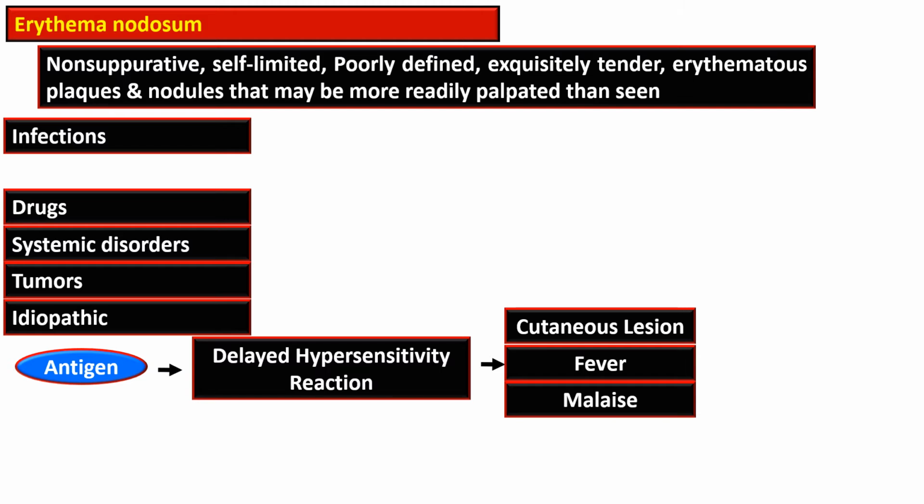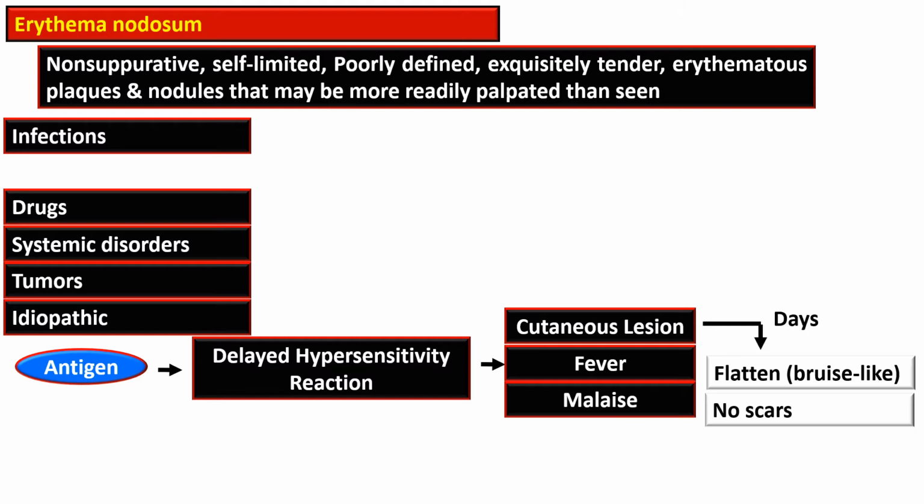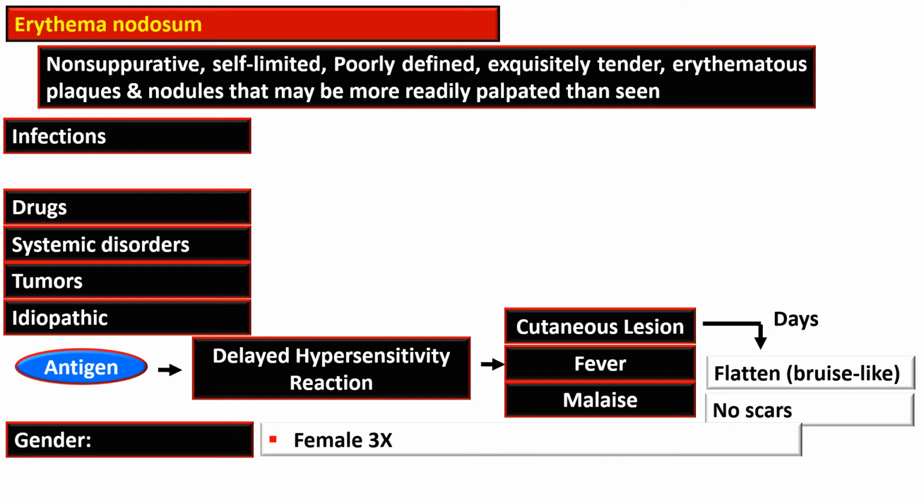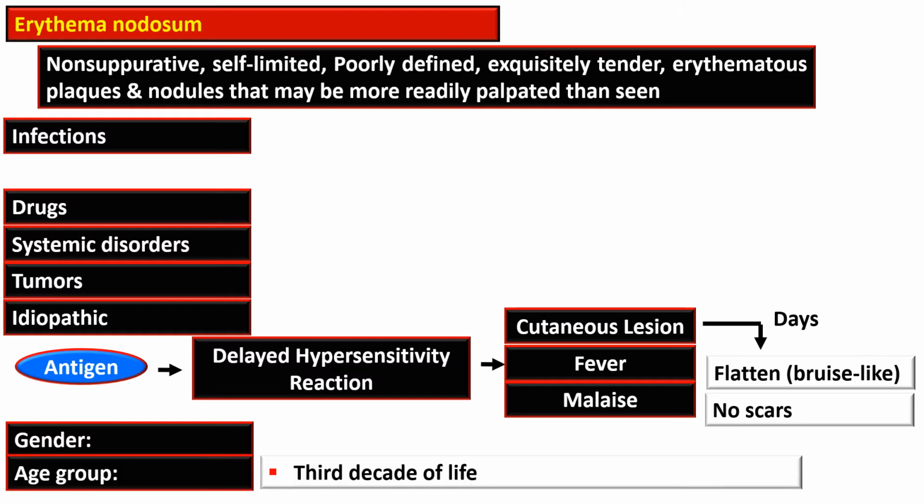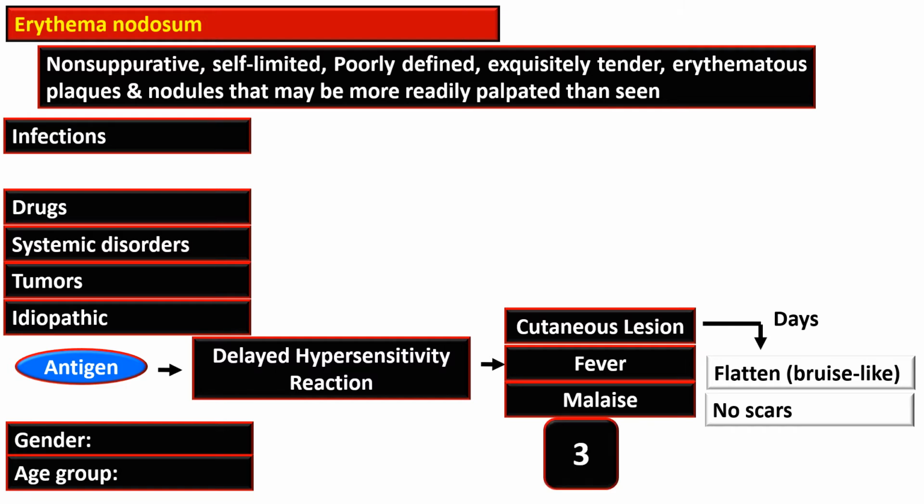There is an antigen that is responsible for the cutaneous lesion, fever, and malaise, and within days it flattens and results in a bruise-like lesion and heals without scarring. It is more common in females, who are about thrice as commonly affected by this condition, and usually they are in their third decade of life.